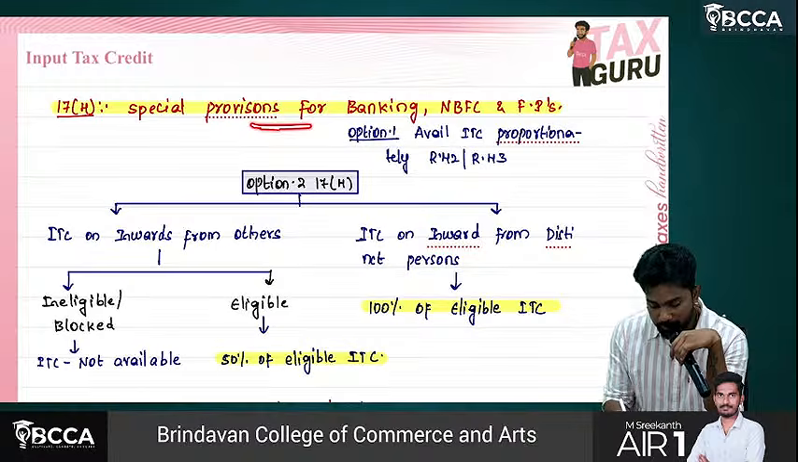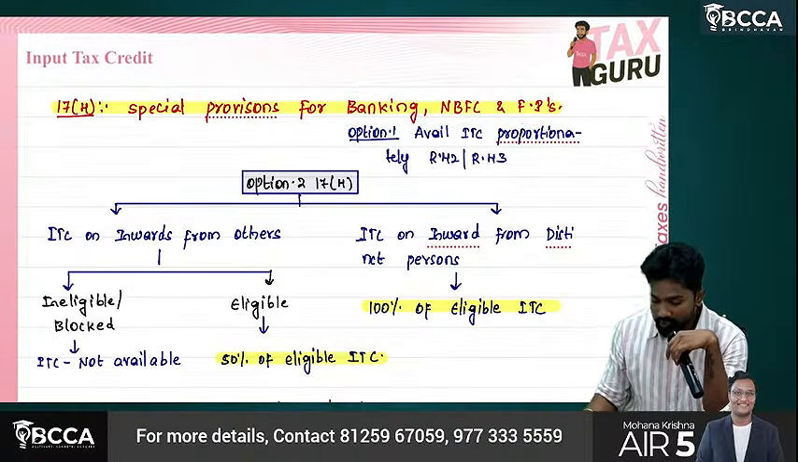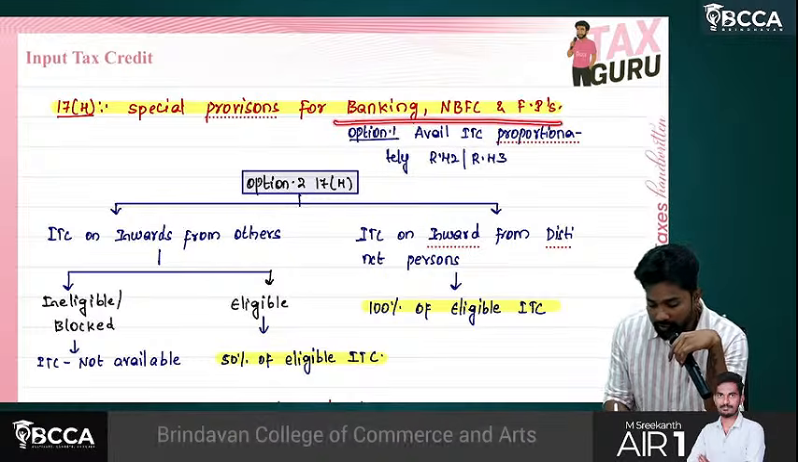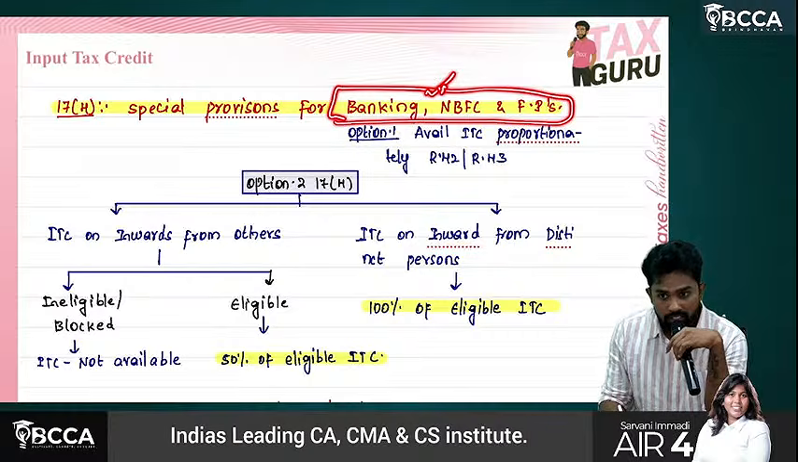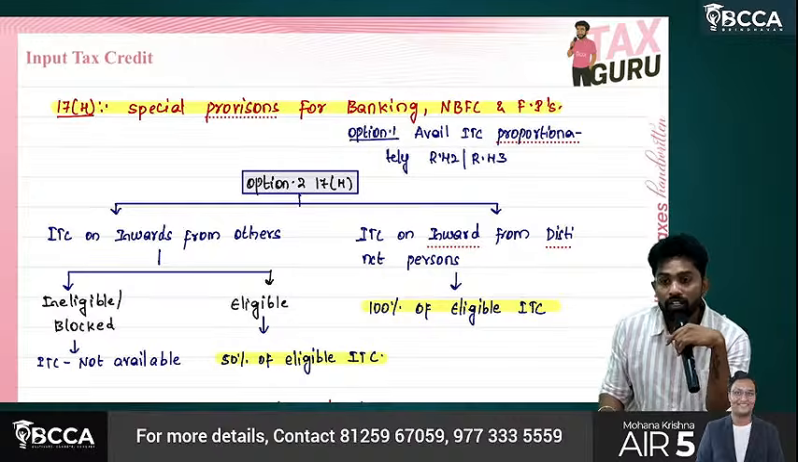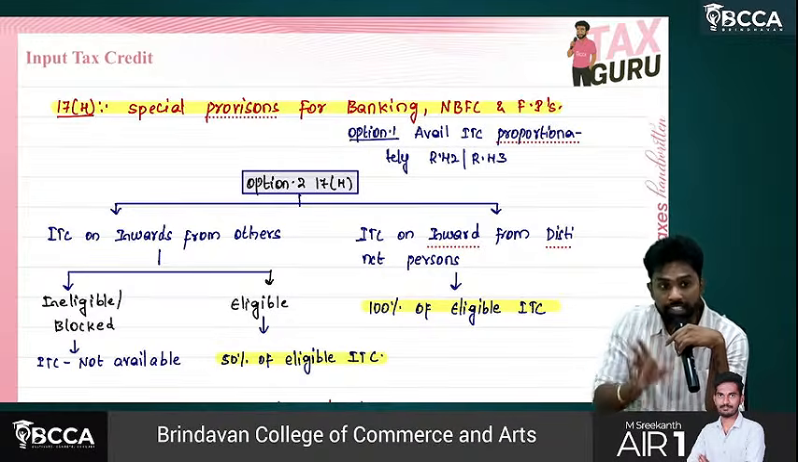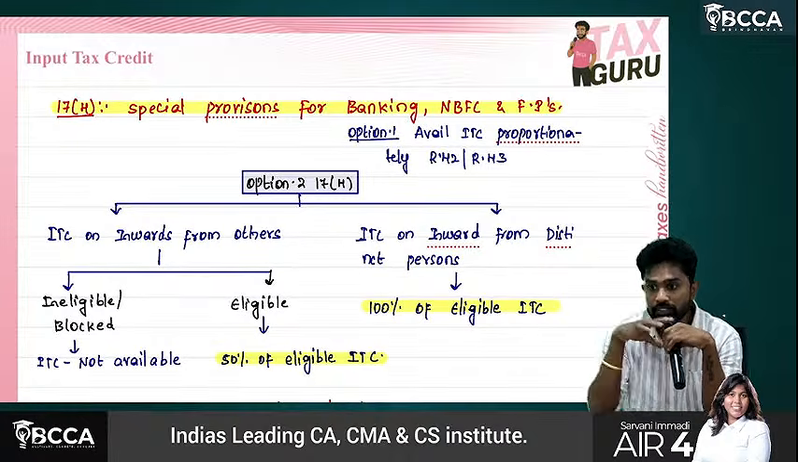Special provisions for banking, NBFC and financial institutions. Sir, what is the major income for banks, NBFCs and financial institutions? Interest. Is interest exempted or taxable? Exempted. Sir, we covered 17 subsection 5, but we didn't cover 17 subsection 1, 17 subsection 2, 17 subsection 3.